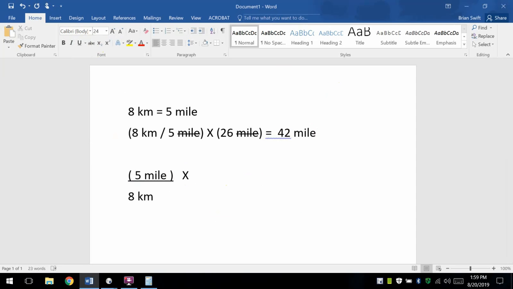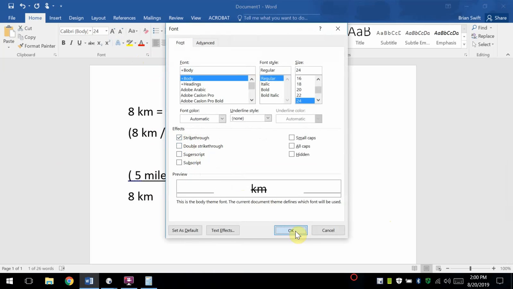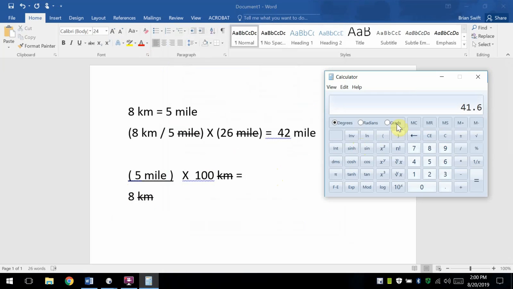So this is the unit conversion factor here, this will be used to convert from kilometers to miles. So let's take something we know, 100 kilometers. How many miles is that? Well, this kilometers will cancel with these kilometers, top and bottom. And you will be left with 5 times 100 divided by 8 miles.